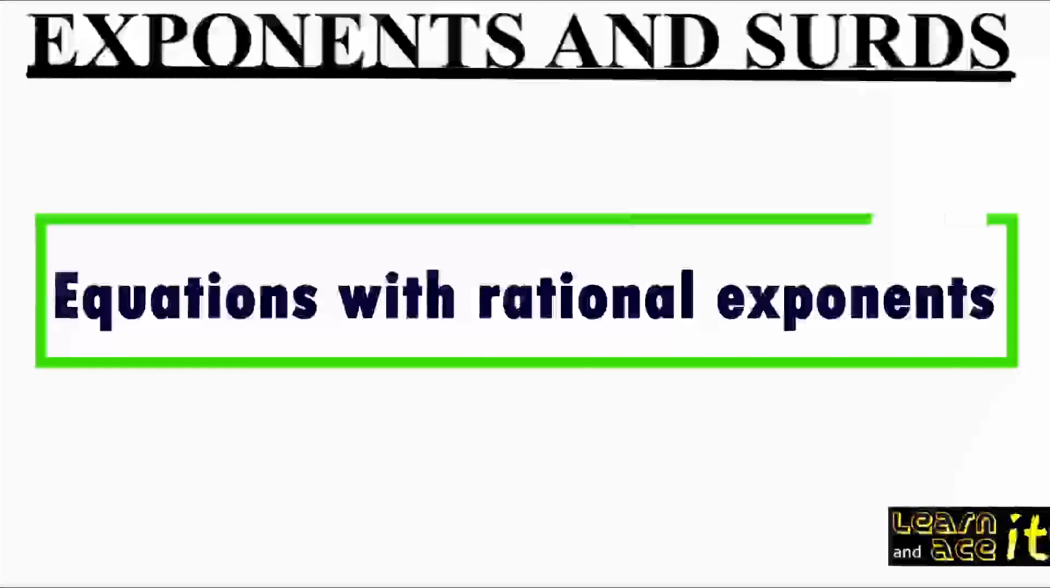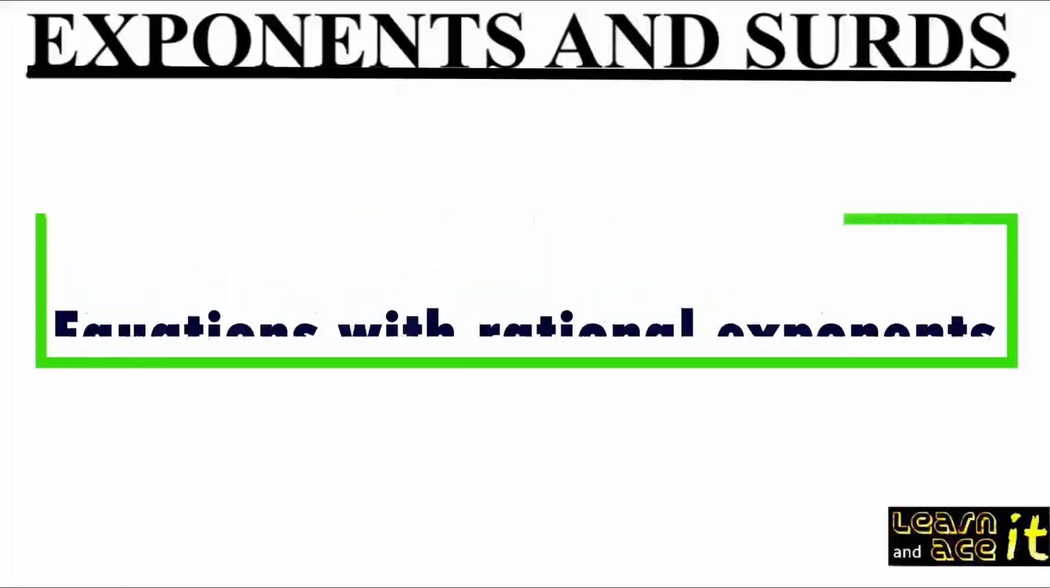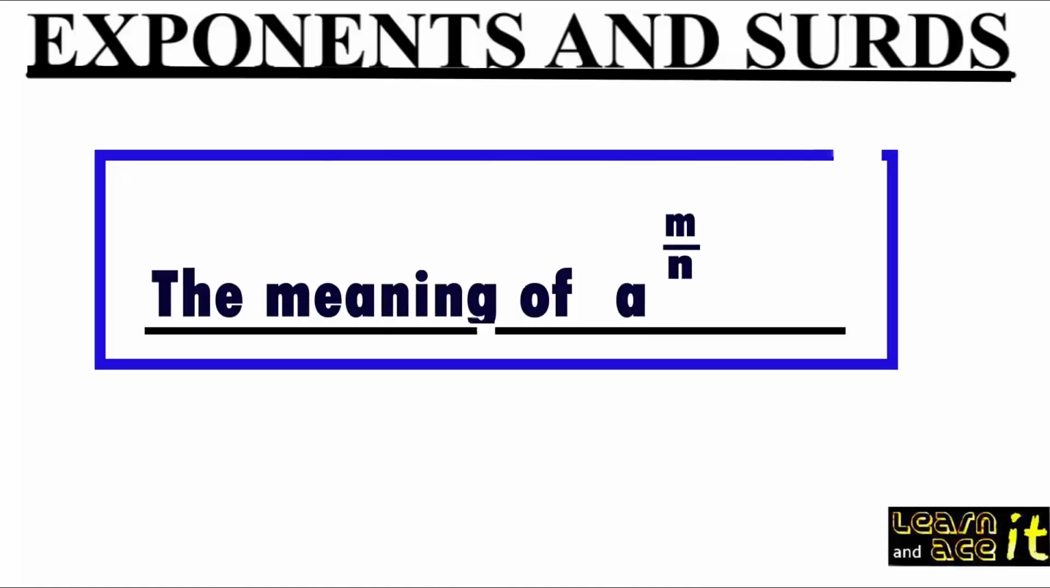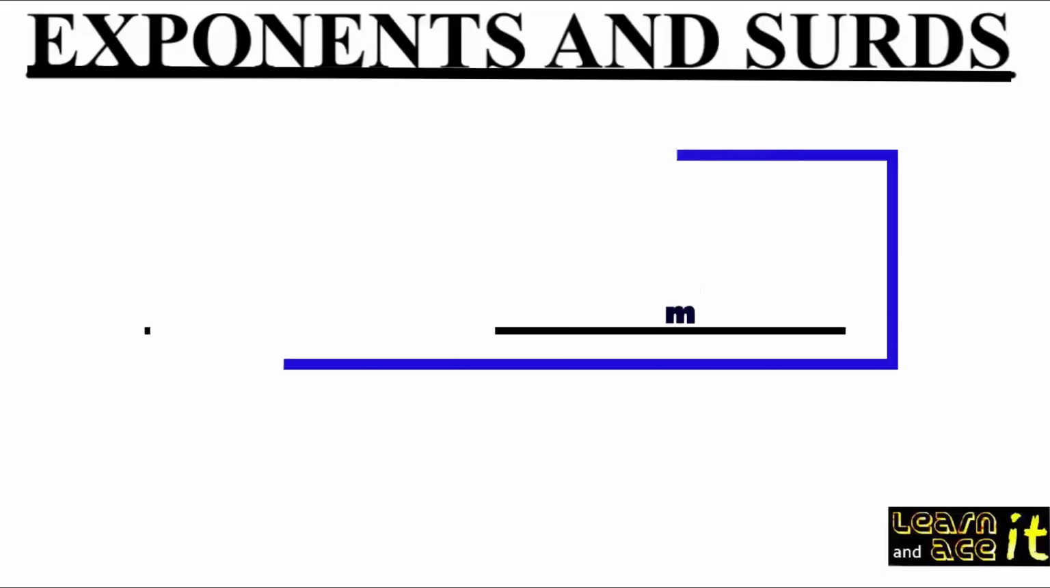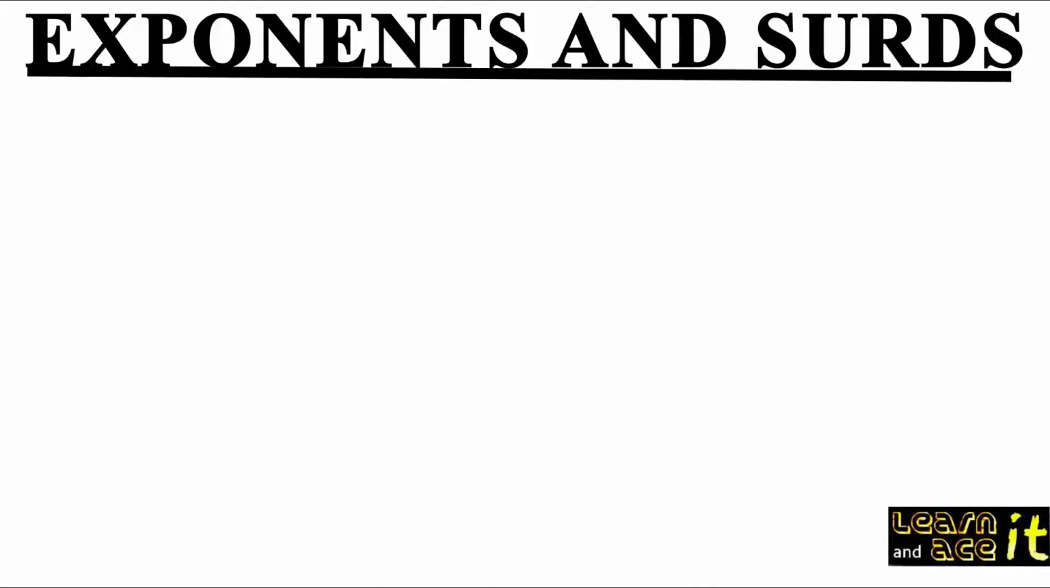In this video tutorial, we are going to be solving equations with rational exponents and thereafter uncover the meaning of a to the power of m divided by n. Now, just before we get started with solving equations with rational exponents, we need to first understand what a rational exponent is. In simple terms, we can say that a rational exponent is an exponent which can be written in the form of a fraction.